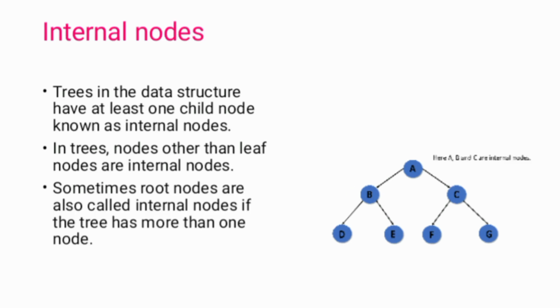Next terminology is internal nodes. The nodes in a tree data structure that have at least one child node are known as internal nodes. The nodes other than leaf nodes are called internal nodes. Sometimes root nodes are also called internal nodes if the tree has more than one node. Here A, B and C are internal nodes.